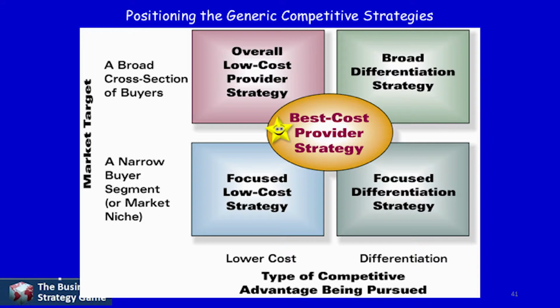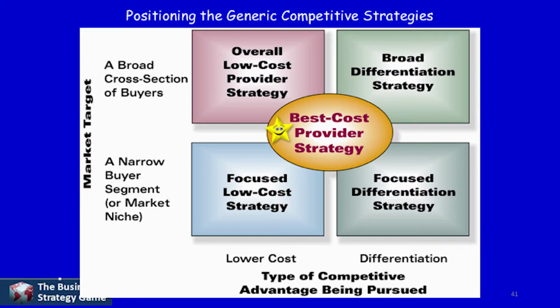But the main thing I want to show you is in the center of this, there's an oval that says best cost provider strategy. And this visually illustrates where the people with the low cost, low price strategy and the differentiation strategy can attack the best cost provider by either offering a cost and price lower than that best cost provider, or a differentiated product that is superior in its differentiation to the best cost provider. And so just want to point that out.